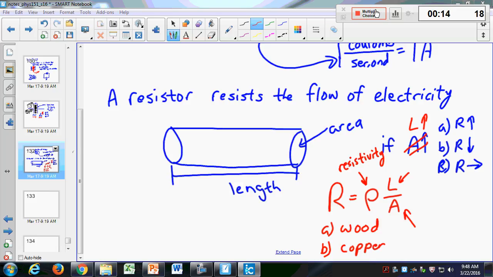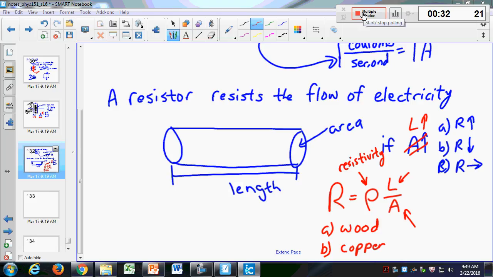This is just a constant. It's for particular materials. It describes the resistance of that particular material. If rho is big, the material is very resistant to the flow of electricity. If rho is small, it's not very resistant to the flow of electricity.